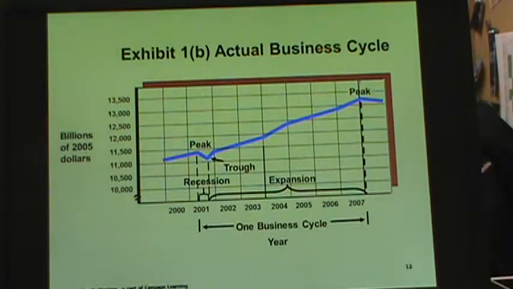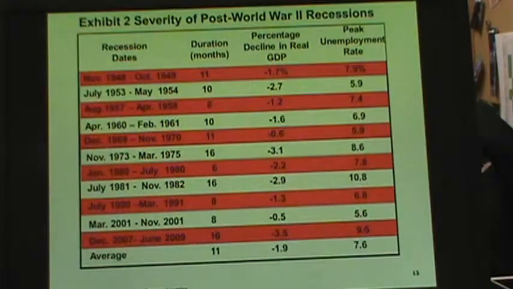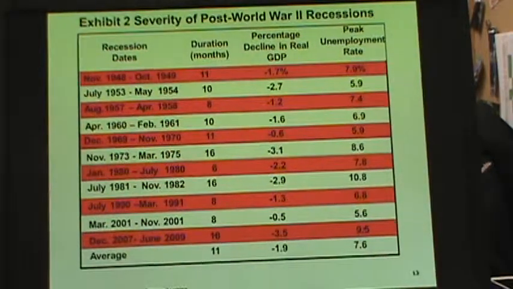So on page 161 of your textbooks, you'll find this. It's the severity of post-World War II recessions. So these are all the recessions we've been in since World War II. You can see the beginning, the top one is November 1948 to October 1949. It was 11 months long, and the GDP declined 1.7%. And the highest unemployment rate at that time was 7.9%.